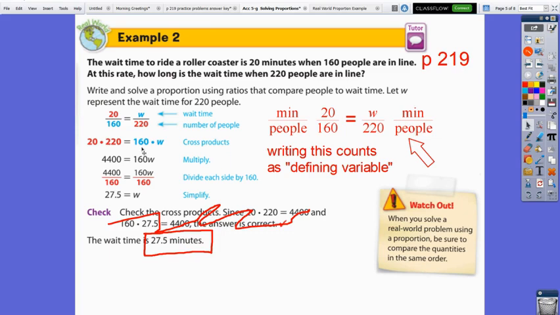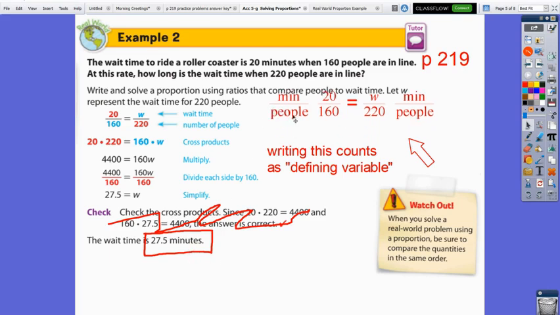Then cross multiply like they show over here in the book and divide both sides by 160. You get 27.5. Real world problem, so you're going to put a word in your answer. The answer is 27.5 minutes wait time for 220 people.